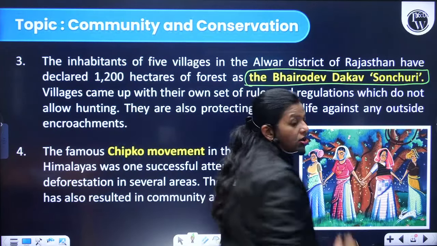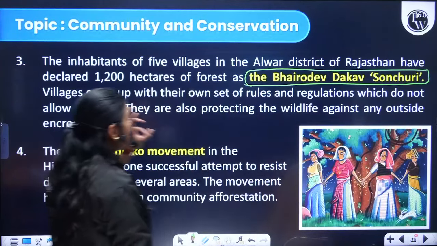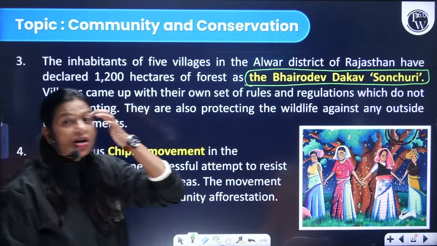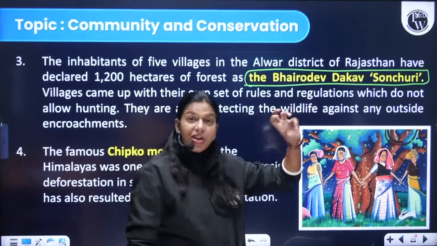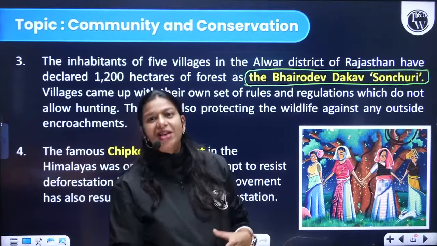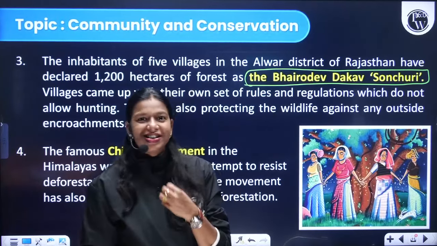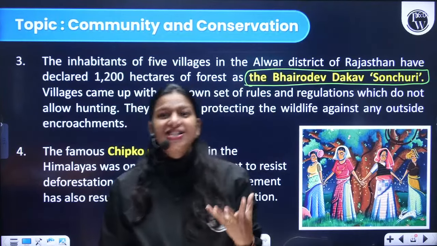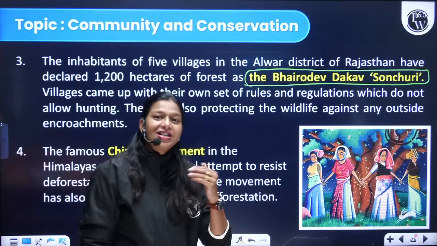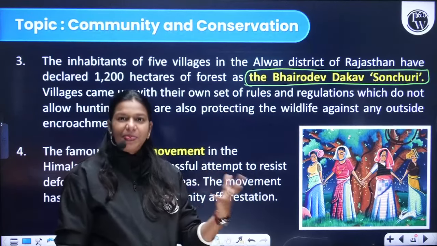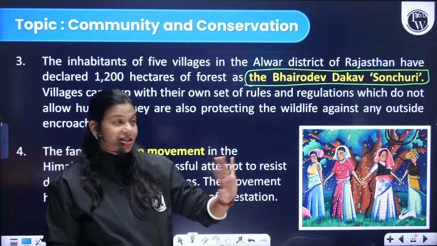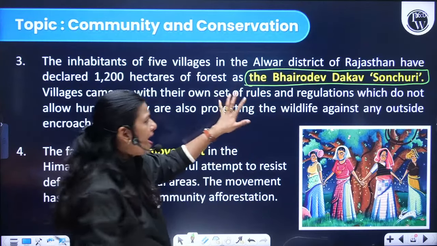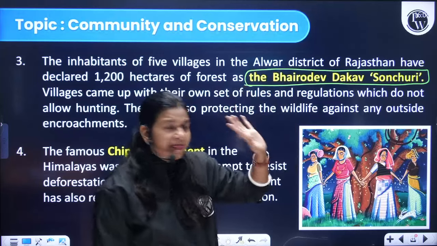Bhairodev Dakav Sanctuary. Okay, so the Bhairodev Dakav Sanctuary, the word may sound very funny to us, right? Because these are local people, they could not take the word sanctuary. They don't know the actual spelling or what the purpose is. But they know that sanctuary means that area which is protected. So, they have given it their own name, the Bhairodev Dakav Sanctuary.